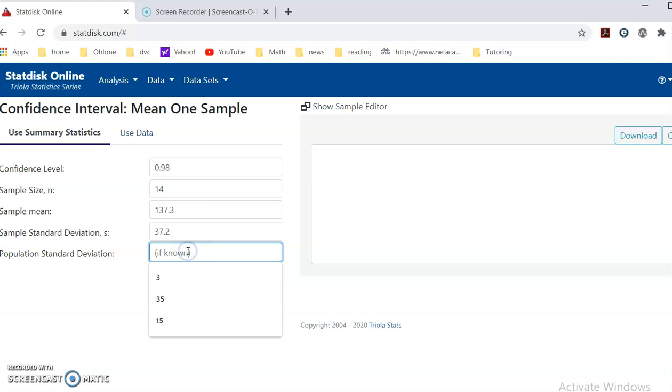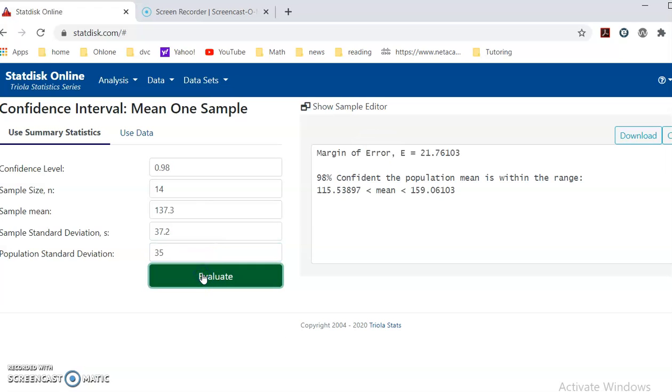So we evaluate. Oh, I need to do 35 first. If they tell you, you should put it in. It is not optional. If you don't know, then you don't put it in. But if you know, then you should. So I have 21.76 being the margin of error. And the mean, so in this case, it is not the sample mean, but the population mean, is 115.54 and 159.06. Round to one more decimal than the original data. The original data is 1 decimal, so it should be 2 decimals.